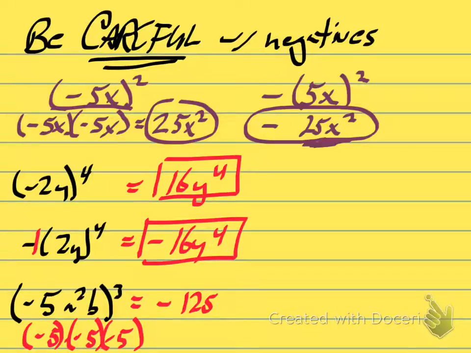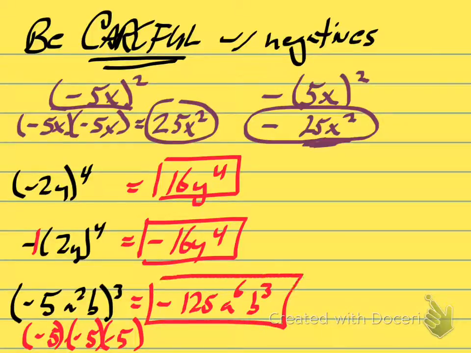The a squared and the b also get raised to the 3rd power, so we get a to the 6th power, and we get b to the 3rd power. All right, so there we go. We should end up with negative 125, a to the 6, b to the 3rd power.